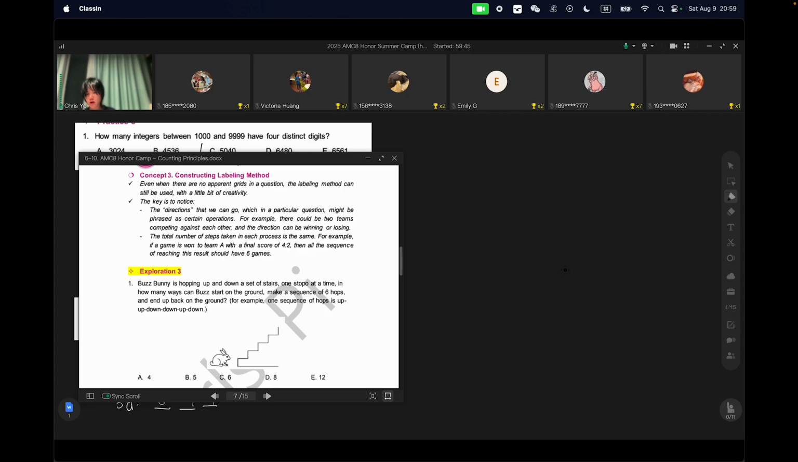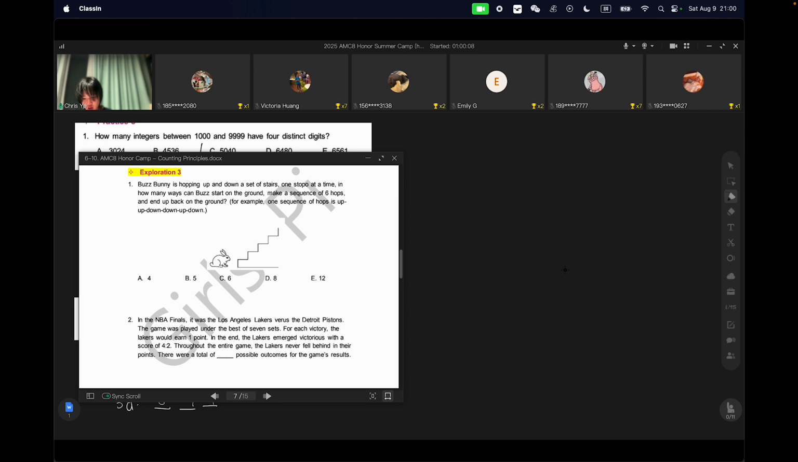So the key is to notice the directions that we can go, which in a particular question might be phrased as an operation. So for example, there could be 2 teams competing against each other, and a direction can be winning or losing. And I'm going to explain one of them in the exploration problem. So the total number of steps taken in each process is still the same. So for example, if let's say a game is won by a team with the final score of 4-2, then every sequence of reaching this result should have 6 games. But I'll explain that a little bit more later. So now let's move on to our exploration problem, as an example.